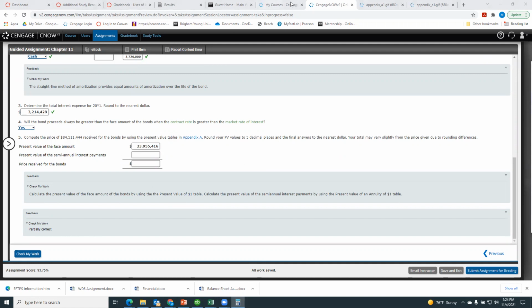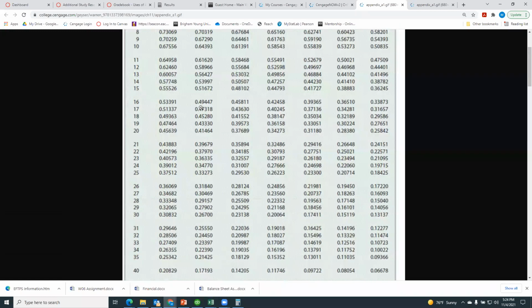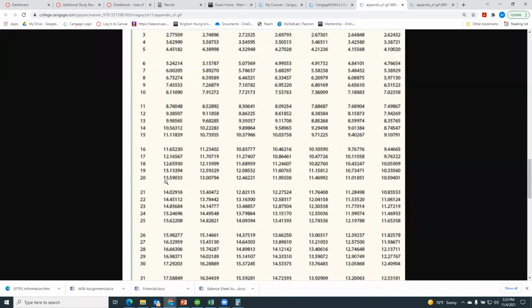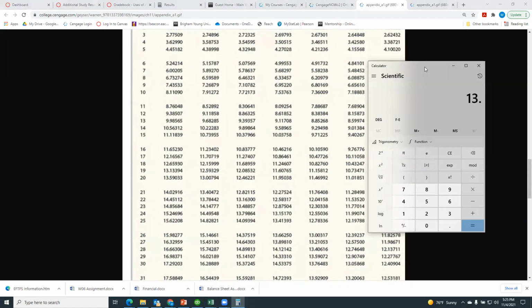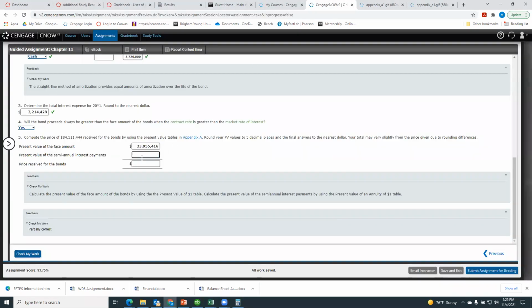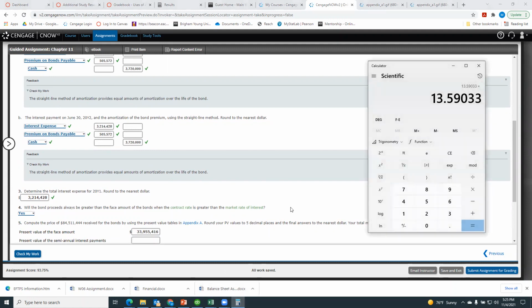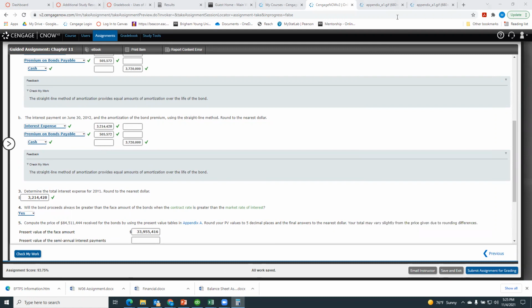Then we'll go back to our appendix. We will look at the present value of an annuity, 4%, 20 periods, 13.59033. And we'll multiply that by the amount of the interest payments, or the cash payments, which is 3,720,000. That gives us 50,556,028.